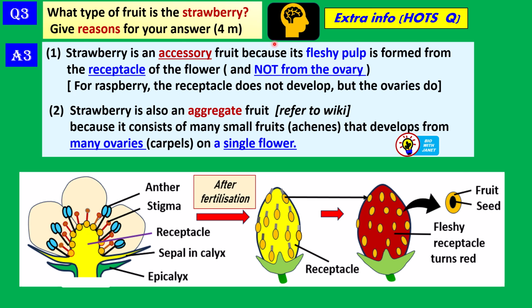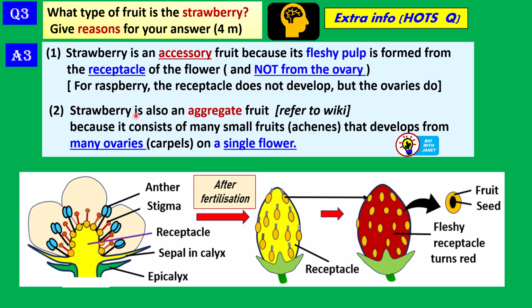So what type of fruit is the strawberry? Let's answer this question. Now, the strawberry is an accessory fruit. Did you get that right? Okay, strawberry is an accessory fruit because you must be able to reason it out. The fleshy pulp, okay, which is red in color, is formed from the receptacle of the flower and not from the ovary.